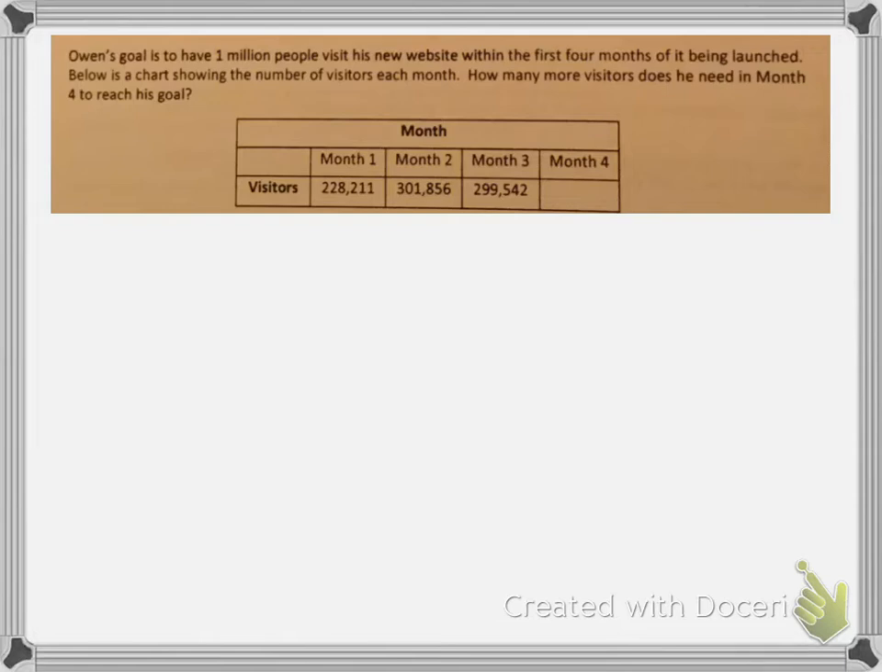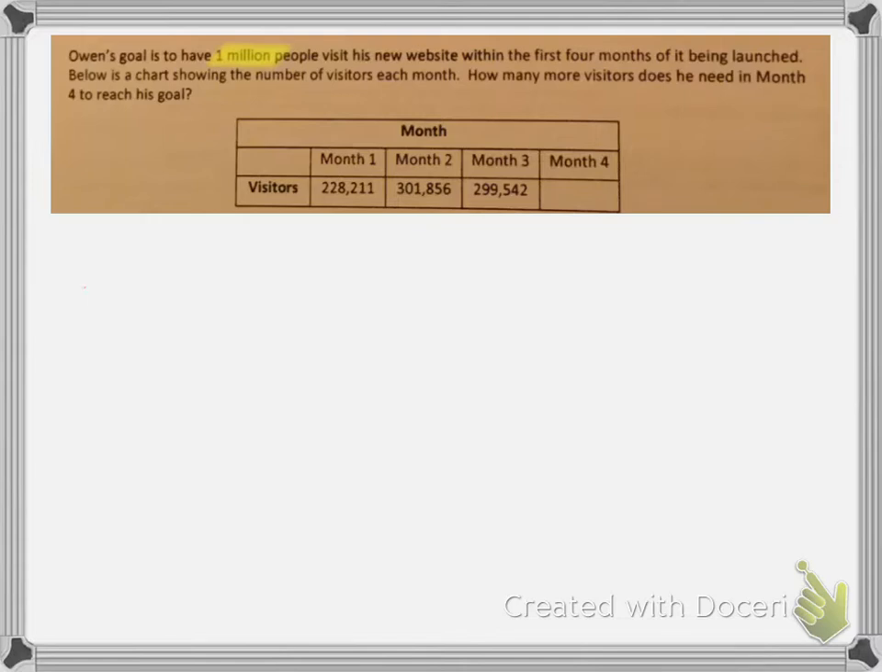Owen's goal is to have 1 million people visit his new website within the first 4 months of it being launched. Below is a chart showing the number of visitors each month. How many more visitors does he need in month 4 to reach his goal? So remember, it says he wants 1 million people. That's a lot of people. 1 million. That's going to be our total.